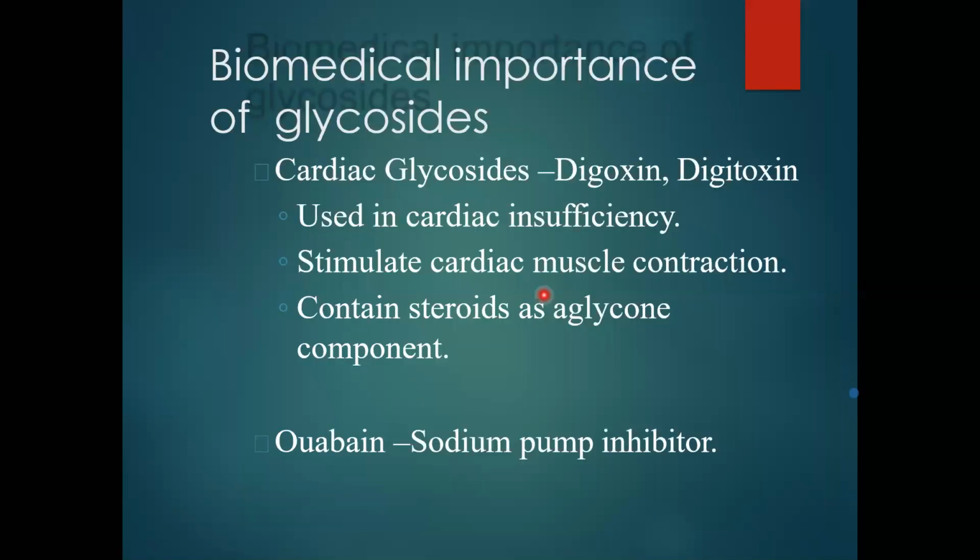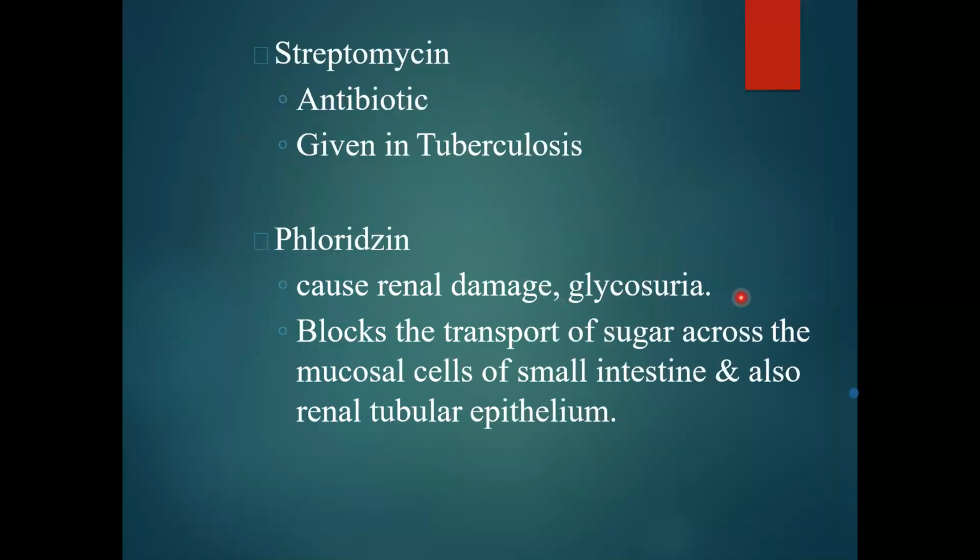Importance of glycosides: the commonly used cardiac glycosides are digoxin and digitoxin, used in cardiac insufficiency. They stimulate cardiac muscle contraction and contain steroids and aglycone components. Ouabain is a sodium-potassium pump inhibitor.